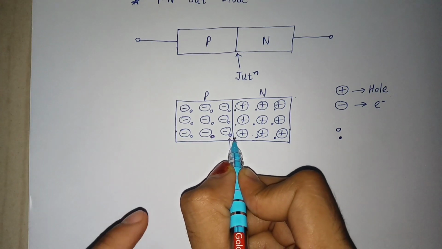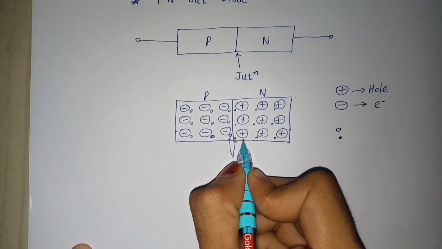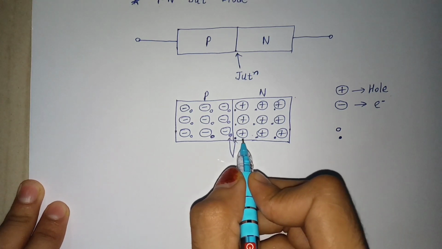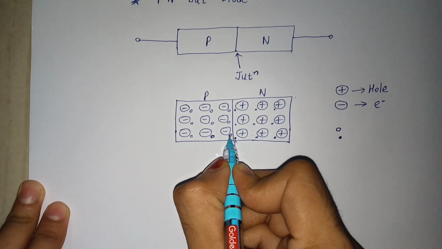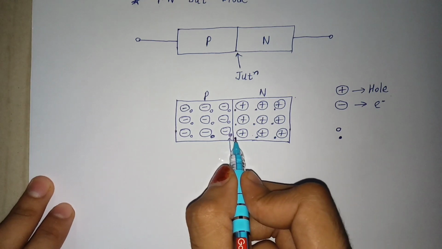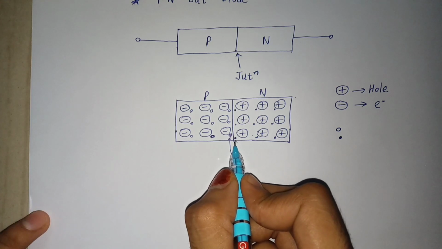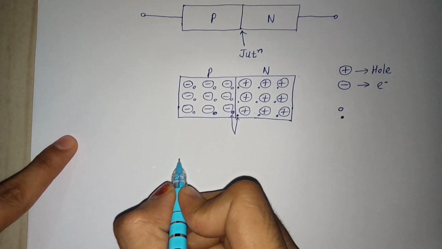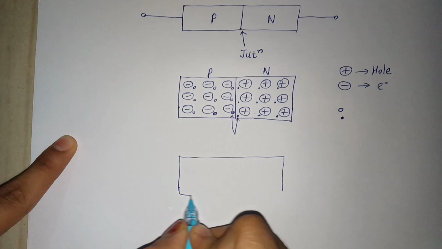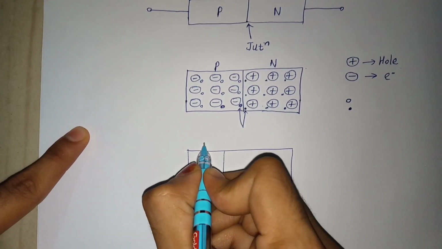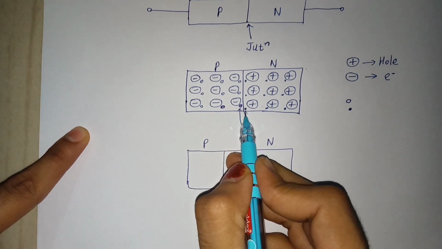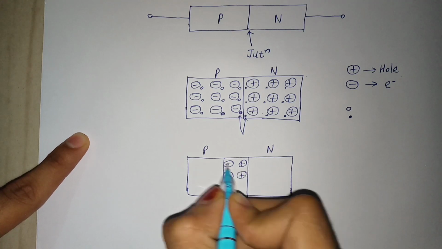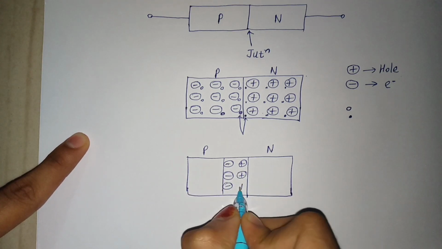recombine very easily because they are of opposite sign and very near to each other. Therefore, as they are very near to each other, after recombination both the electron and hole are lost. Why? Because they attract each other and form a bond, and a covalent bond is created as shown in the figure. This is p-type and this is n-type. Due to the electron and hole attraction, a covalent bond is created between the p-type material and n-type material.